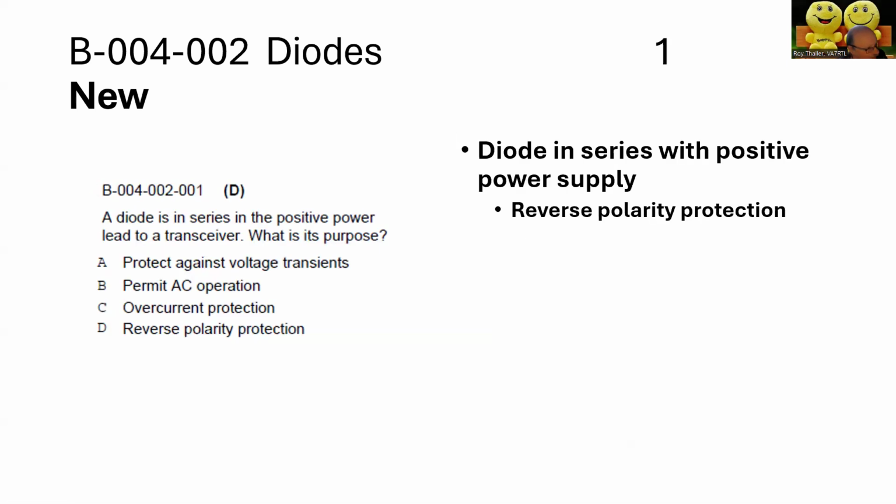Now we get into diodes. So another new question for diodes. A diode in series in the positive power supply lead to a transceiver. What's its purpose? So in this case, it's put in there for reverse polarity protection. So if you hook up the power backwards, no current would flow. So it protects the transceiver.